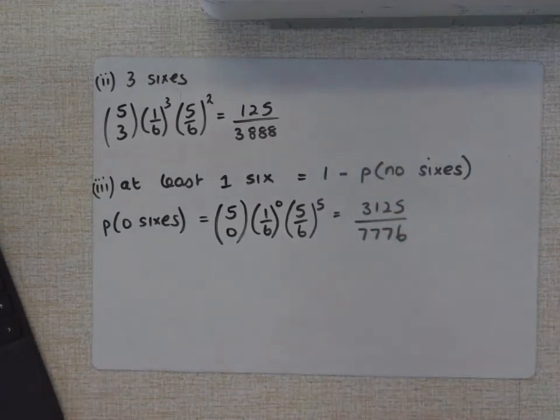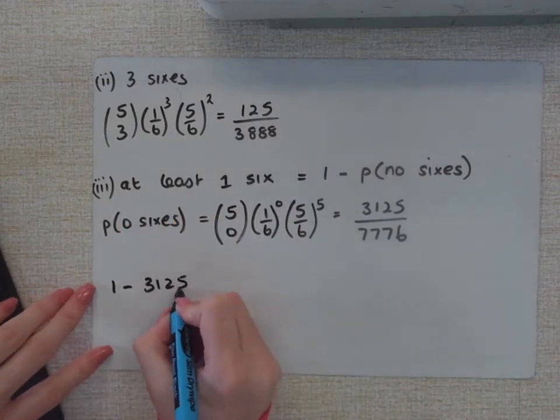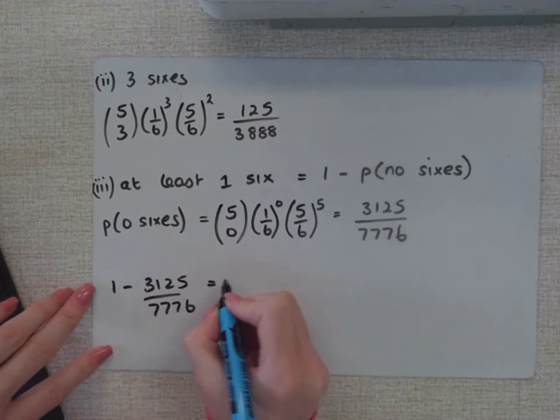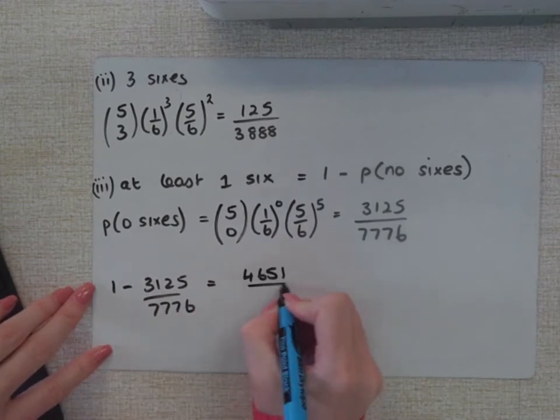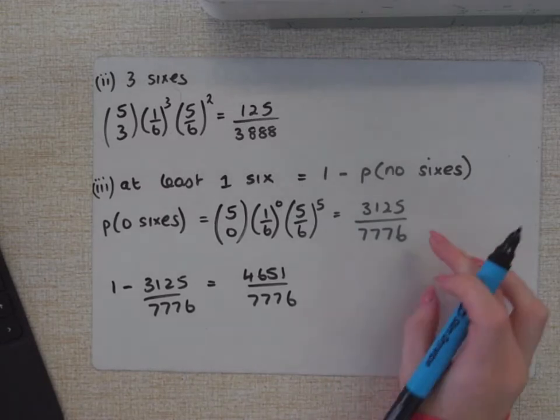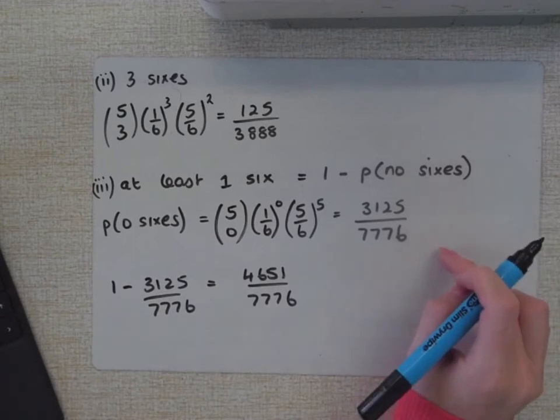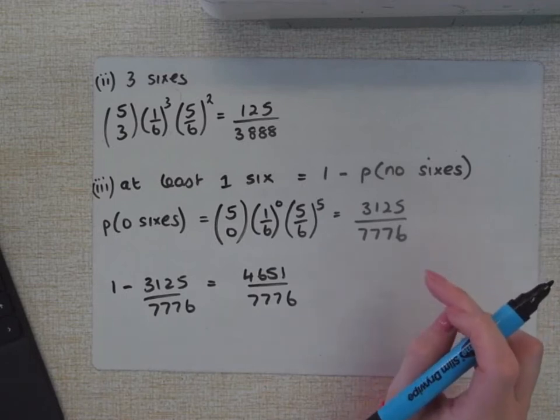So that's the probability of getting 0 6s. If I want at least 1 6, it's 1 minus that answer. So just take that away from 1. Why are you taking away from 1? I'm talking about probabilities. If that's the probability of 0 6s, then the probability of not 0 would be 1 minus that. All the probabilities add up to 1.